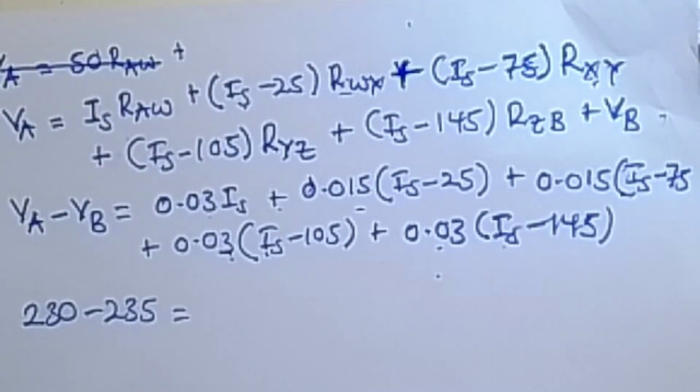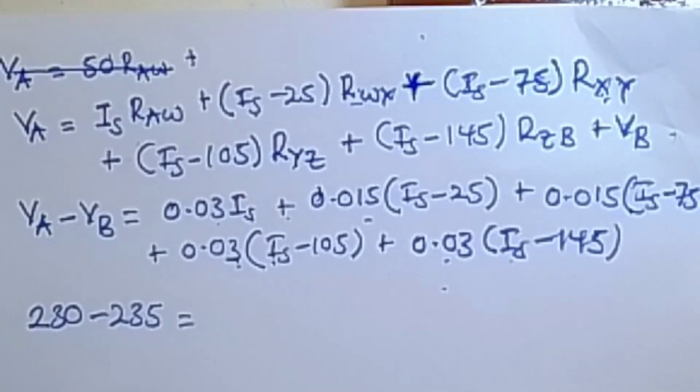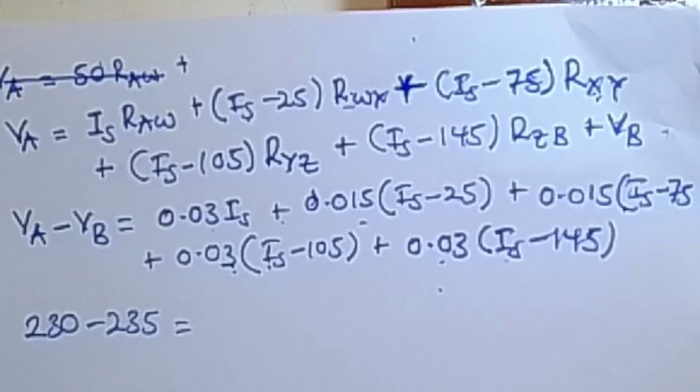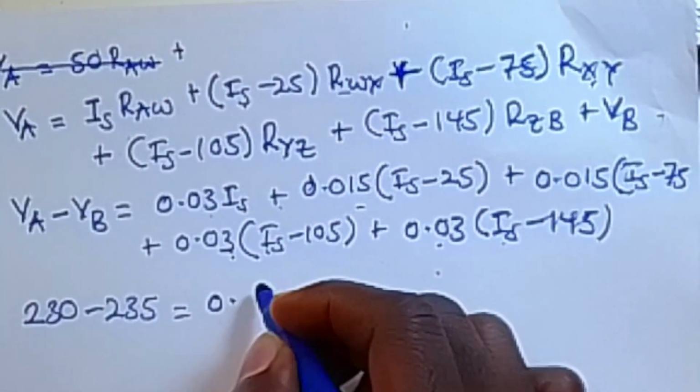So when I feed them into the calculator, I'll have 0.03 plus 0.015 plus 0.015 plus 0.03 plus 0.03. So this is giving me a total of 0.12 IS.